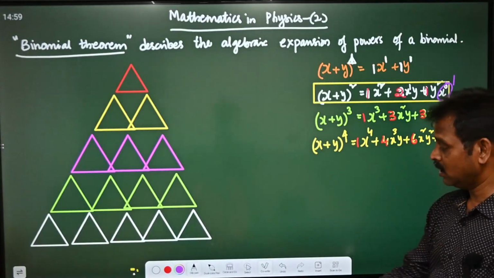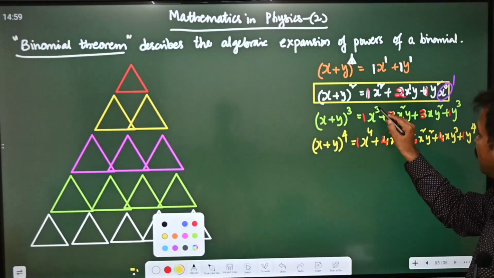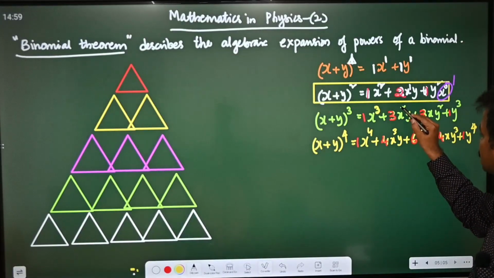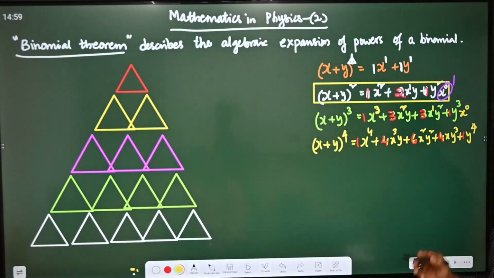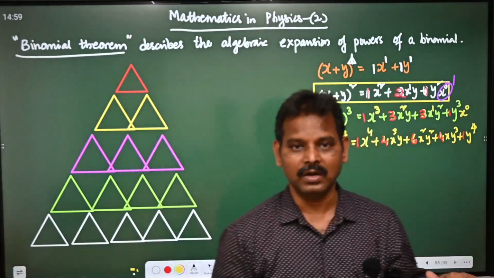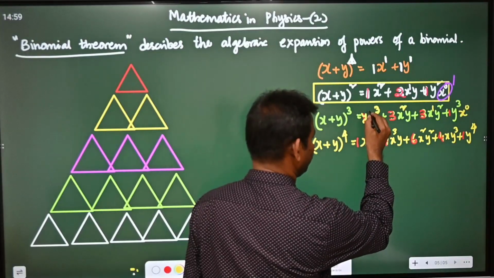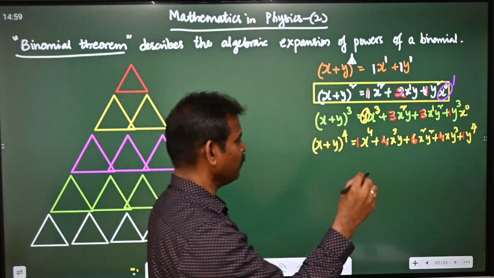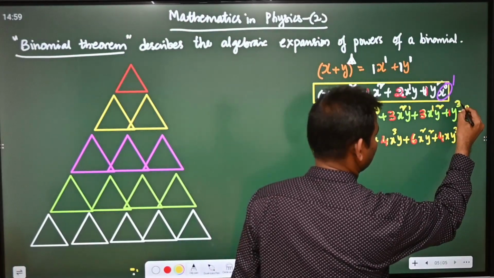And if you observe the next one, students, clearly, this is x power 3 and x power 2, this is x power 1. And here, even though it is not there, we can write this as x power 0. Similarly, here we have y power 0. Y power 0 is 1 only. This is y power 1, y power 2, y power 3.